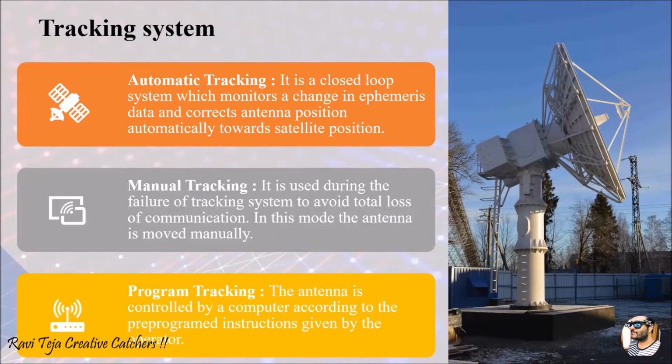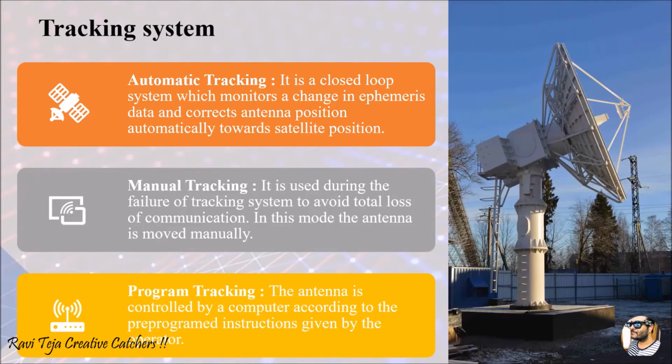Ephemeris data means all the data related to the satellite movement or satellite position. If there is a change in that satellite movement or satellite positioning, it automatically corrects the antenna position in the earth station so that it will point towards the satellite position. The antenna position also has to be on the same side as the speed and direction the satellite is going. Such that proper communication will be done.